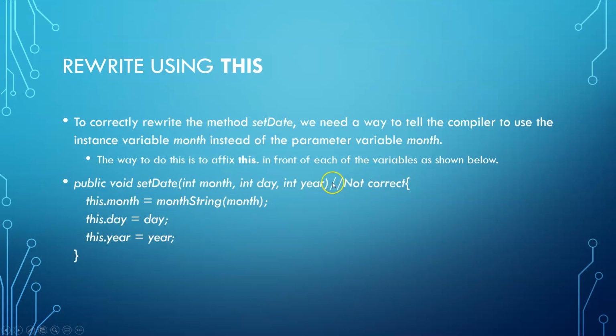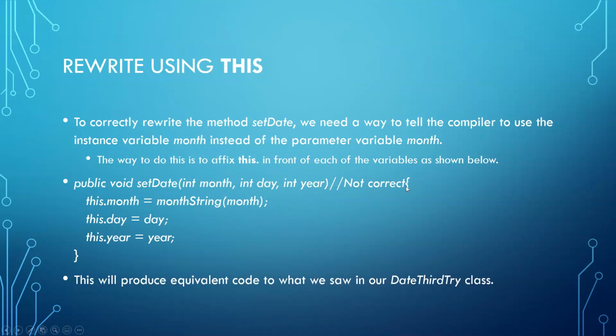So again, you can cross out that comment now, because with adding this in front of these, this is now correct. This.month refers to the month up in the program, up in the instance variables that's outside here. This.day gets set to here. So this.month equals this variable being passed in here. This.day versus day, getting this variable right here. And this.year refers to your instance variable here, getting this parameter right here. Now this is going to produce equivalent code to pretty much what we saw in our DateThirdTry class.